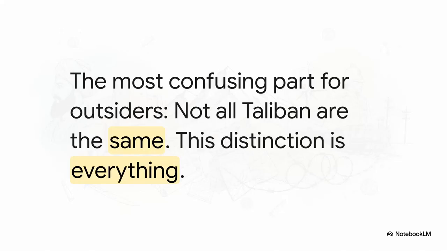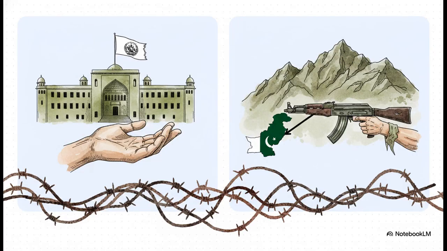Okay, getting this next point is absolutely essential to understanding this whole conflict. It's so easy to get lost here, but believe me, the difference between these two groups is everything. So what you're looking at here is a deep, dangerous, strategic irony. On one side, you've got the Afghan Taliban. They're the ones running Afghanistan now, the very group Pakistan supported for years.